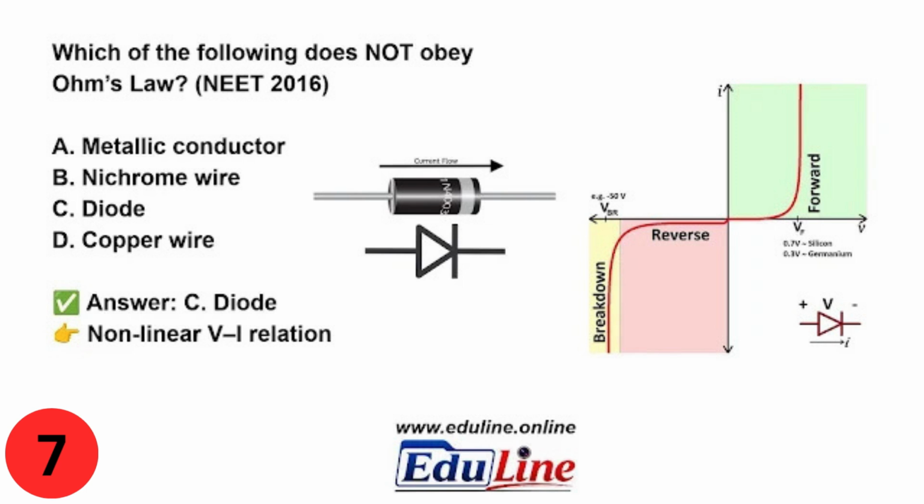Solution. Ohm's law is followed by materials where current is directly proportional to voltage, showing a linear relationship. Metallic conductors like copper and nichrome follow this behavior. A diode does not follow this rule because its current and voltage relationship is not linear. Answer. Option C, diode.